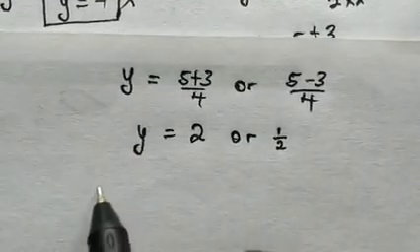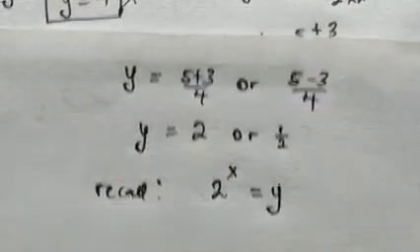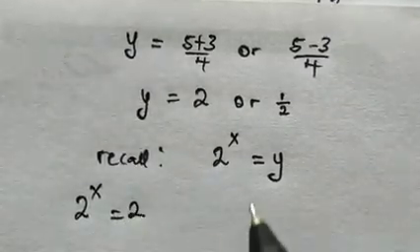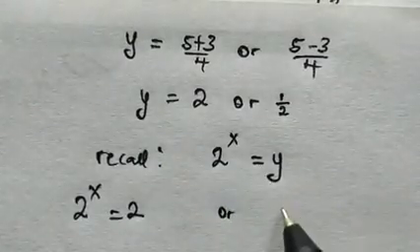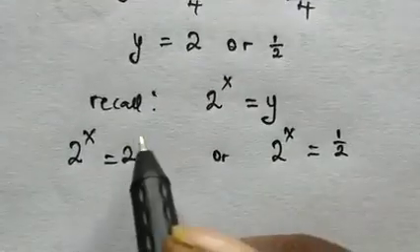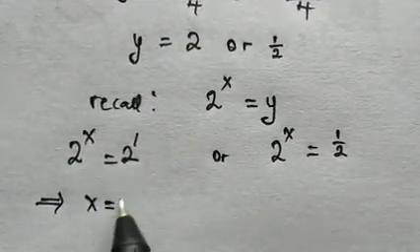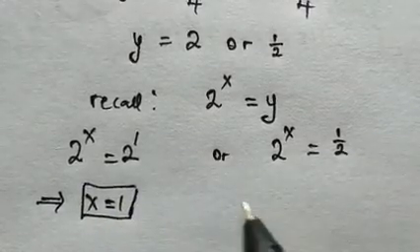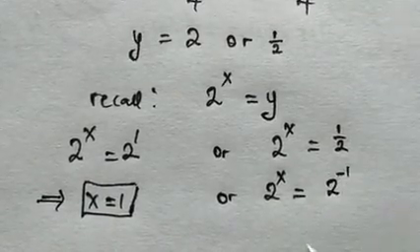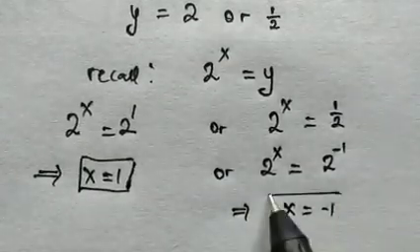Now let's recall back. 2 to the power of x is equal to y. Now when y is equal to 2, we get 2 to the power of x is equal to 2. And when y is equal to 1 over 2, we get 2 to the power of x is equal to 1 over 2. From here, this is a power of 1. The same base, we equate the powers. So here we get our first solution, x is equal to 1. And here we write 2 to the power of x is equal to 1 over 2 is same as 2 to the power of negative 1. The same base, we equate the powers. So this implies that x is equal to negative 1.